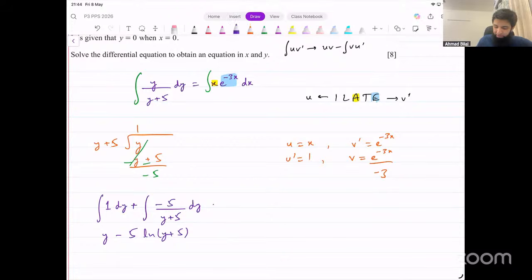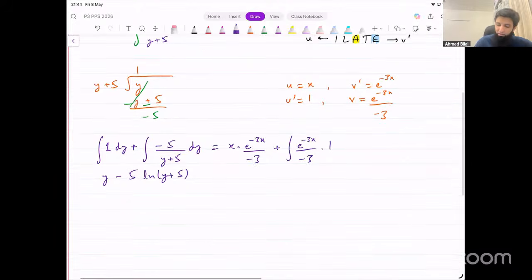Now on the right side for this, u as it is. u as it is means x as it is into v, which is e raised to power minus 3x divided by minus 3, plus integration of v u dash, which means e raised to power minus 3x divided by minus 3 into u dash, which is 1. Simplify this as well. We have minus x over 3 into e raised to power minus 3x.